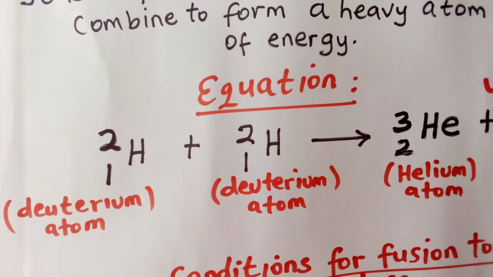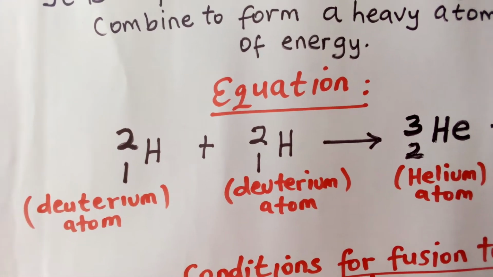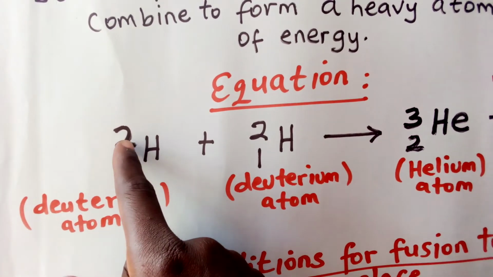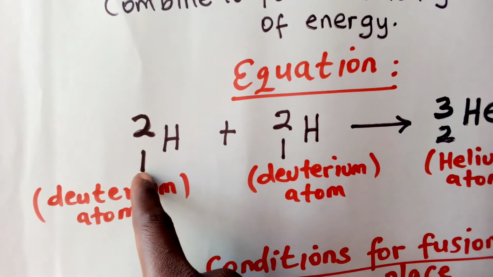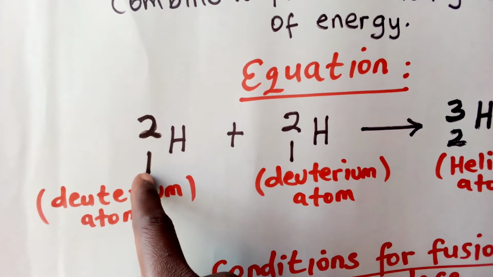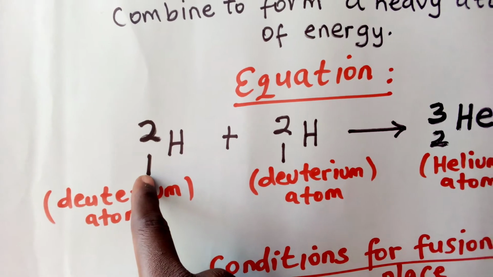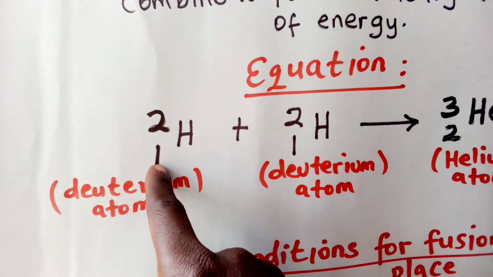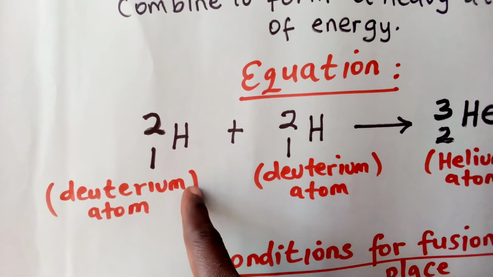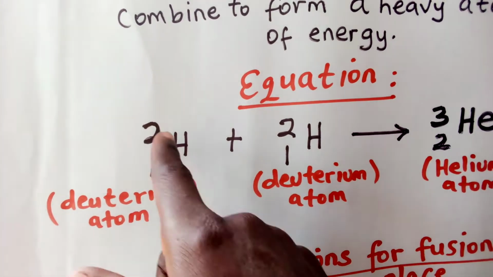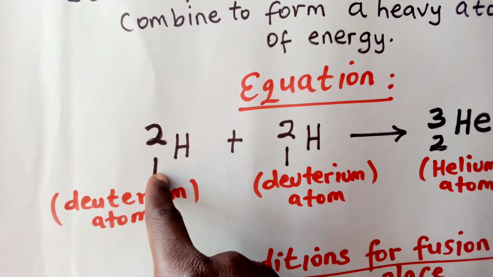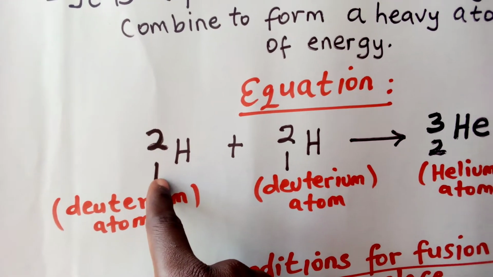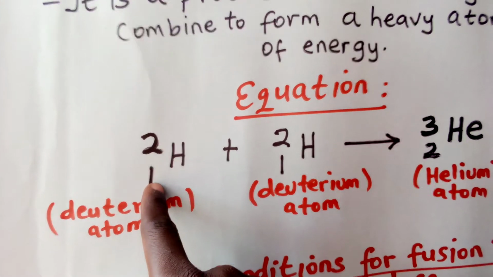Hydrogen has three isotopes. There is one where you write here 3. This one remains 1. 3, then 1. That one we call tritium. Then there is one, this particular one, where you have 2 up and then 1 down. This one we call deuterium. Then there's another one where you have here 1, 1. That one we call positronium. So those are the 3 isotopes of hydrogen.